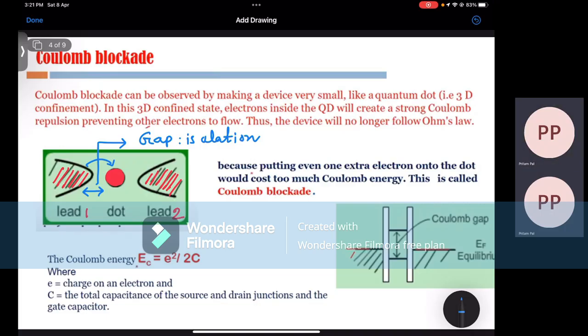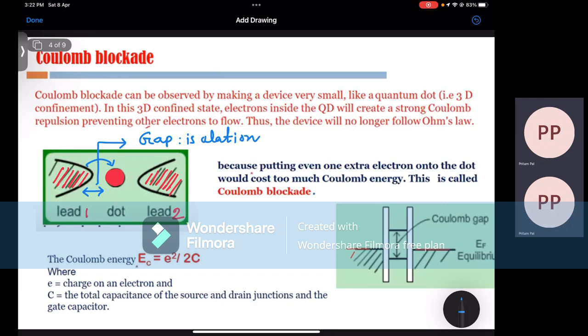And this way we can say that this device will no longer follow Ohm's law. Ohm's law states that if there is a potential difference, the current depends on that potential difference, and if we increase the potential difference, the current should also increase. But this Coulomb blockade says that even if you increase the potential difference, the current may not increase, because the dot will not allow new electrons to come to this place. That is called the Coulomb blockade.